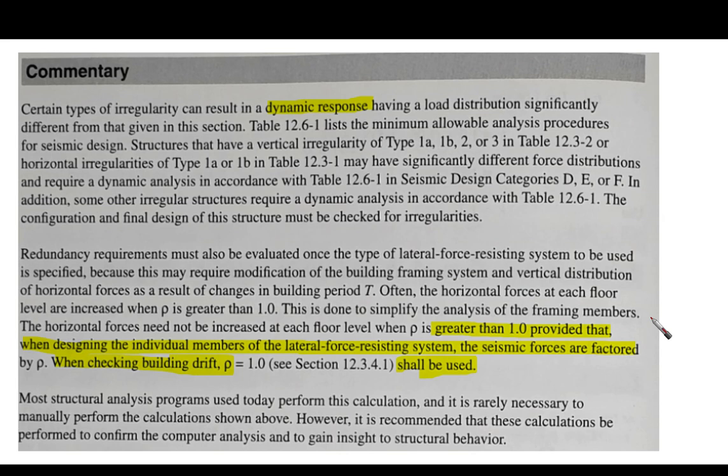And the last one, as I said, is something related to these analyses that we have done in this example. No need to do it every time. The software is going to do it for you, but it gives you an insight.